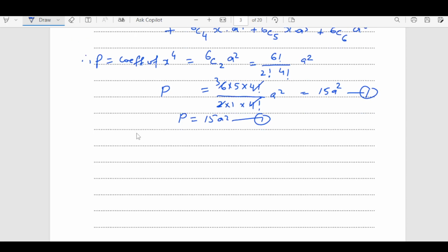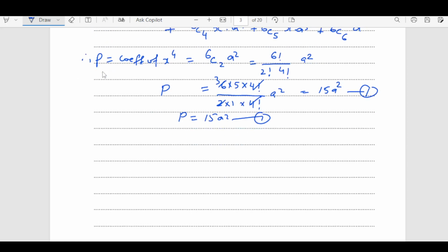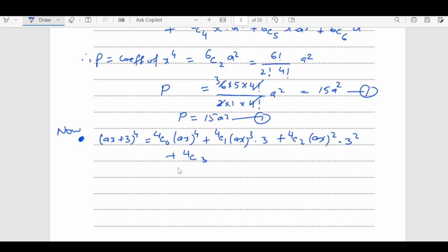Now we will take the other expansion, which is (ax plus 3) to the power 4. Let me write it down: 4C0 (ax)^4, plus 4C1 (ax)^3 into 3, plus 4C2 (ax)^2 into 3 squared, right? Then plus 4C3 (ax) 3 cubed, and 4C4 3 to the power 4, right?